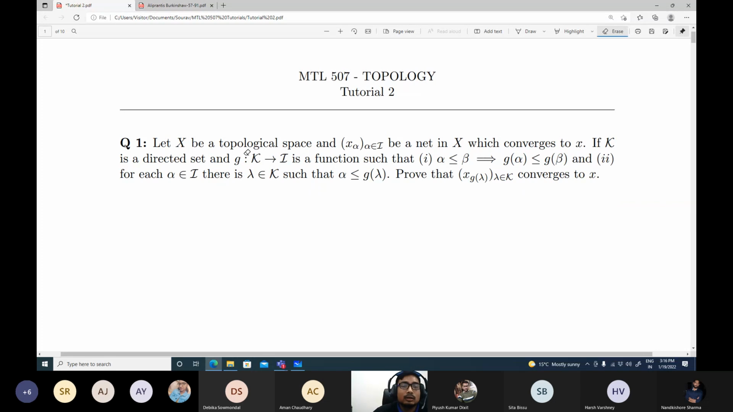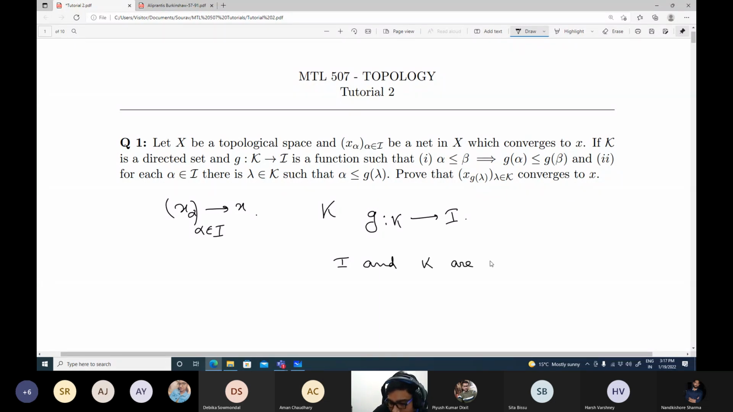So first read the question. You are given a topological space X and a net X alpha, and it's given that X alpha converges to X. Here the index set was I. Now we are taking another index set K and a function G from K to I. That is, we are changing the index set in terms of this function G. Of course, both I and K are directed sets.